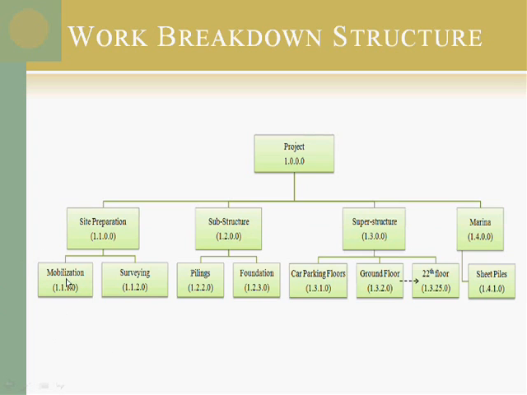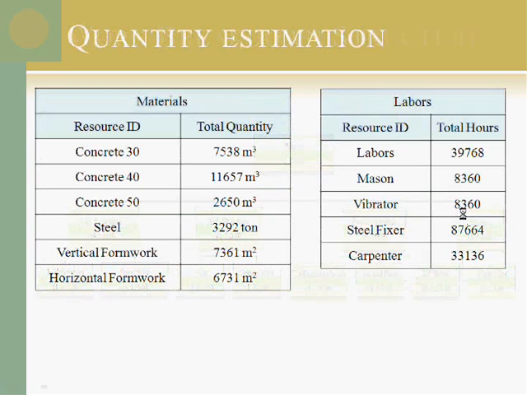For the site preparation, we need mobilization and surveying, and for the substructure, we need piles and foundation work. In the superstructure, we will go for car parking floors and the ground floor up to the 22nd. In the quantity estimation, we need the materials. For the concrete, we have around 7,500 cubic meters, concrete 40 and concrete 50, and we calculated the total steel, the vertical formwork, and the horizontal formwork. We also need labor: masons, vibrators, steel fixers, and carpenters. We have only calculated the labor and the material related to the structural members. We did not include the architectural members or any mechanical equipment that will be on the site.